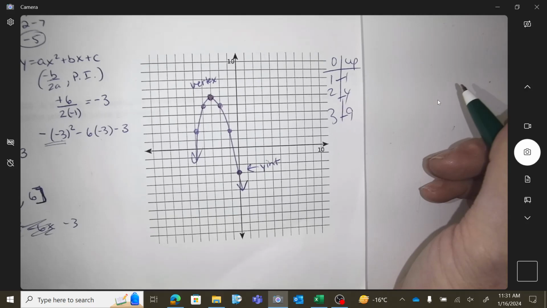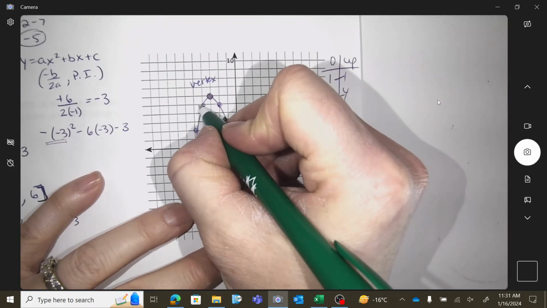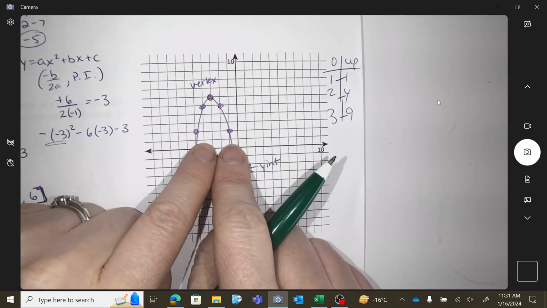On your exam, I state you have to have 5 coordinates. So 1, 2, 3, 4, 5 coordinates. You have to have at least 5.